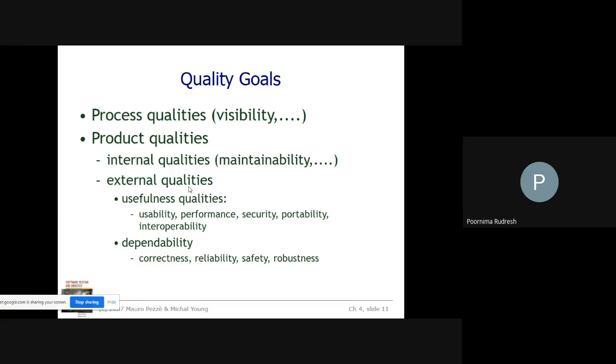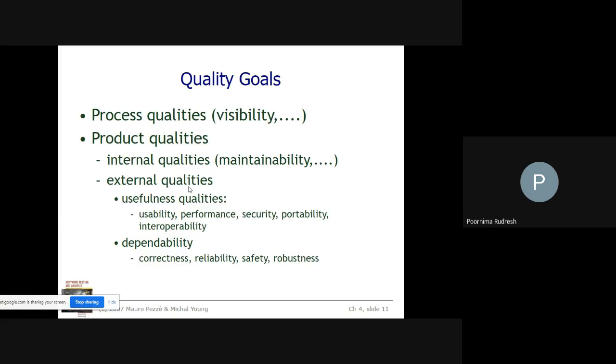Once again, in external qualities we have two different types. One is the usefulness qualities, and the second is dependability. Under usefulness qualities, we have usability, performance, security, portability, and interoperability. For dependability, we have correctness, reliability, safety, and robustness. So these are the usefulness qualities and dependability under the external qualities.